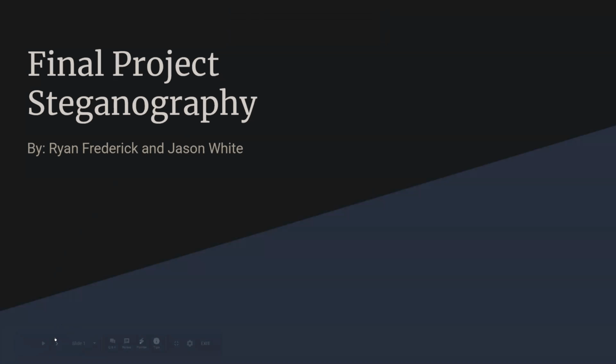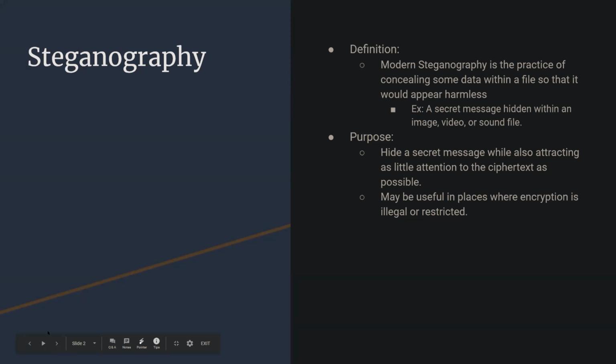Alrighty. So we also did our project on steganography. To start off our presentation, it's just going to be a definition of modern steganography. Steganography is the practice of concealing some data within a file so that it would appear harmless. Example, a secret message hidden within an image, video, or sound file, as you saw in the last presentation. The purpose of steganography is to hide a secret message while also attracting as little attention to the ciphertext as possible. It is maybe useful in places where encryption is illegal or restricted, such as China.